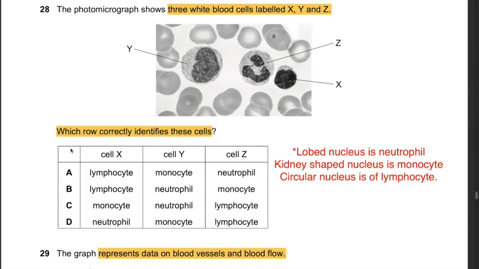Question 28. The photomicrograph shows 3 white blood cells labeled X, Y and Z. Which row correctly identifies these cells? The cell with a lobed nucleus is the neutrophil. Kidney-shaped nucleus is the monocyte. Circular nucleus is of the lymphocyte. X represents lymphocyte. Z represents neutrophil. Y represents monocyte. Hence, the answer is A.